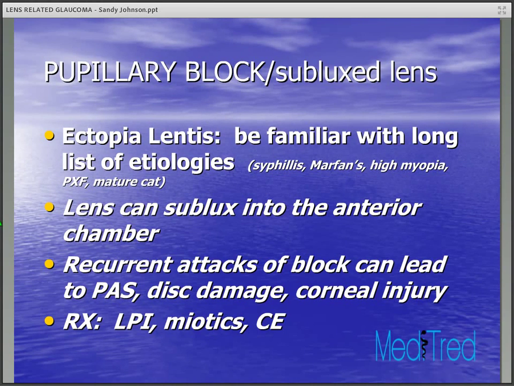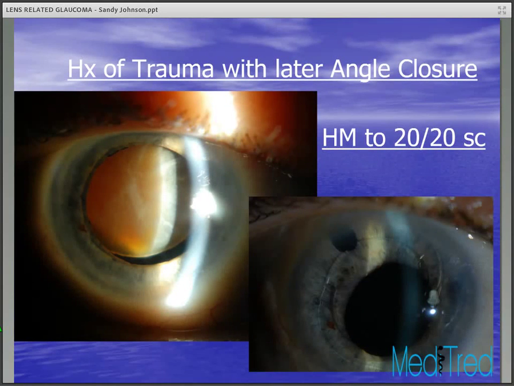And a patient can have recurrent attacks of block that'll give them PAS in their angle, give them episodic high pressures that damage the discs, and cause corneal injury. Treatments are iridotomy, and you have to do multiple because you don't know where the lens is going to be blocking behind the iris when it moves about. Miotics keep it behind the iris, and of course, removal of the lens removes the subluxation.